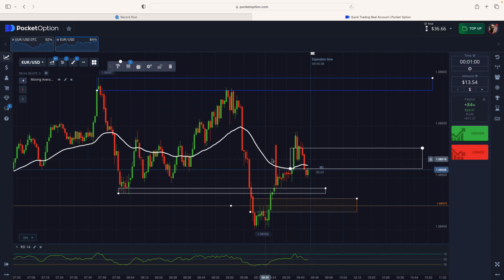Notice this will be the middle, consequent encroachment, right? Once it got broken by this candle, the next one came down. Now this is a retest. There's always a retest somewhere. If you notice, within this is another fair value gap. Okay, so we're gonna mark this.